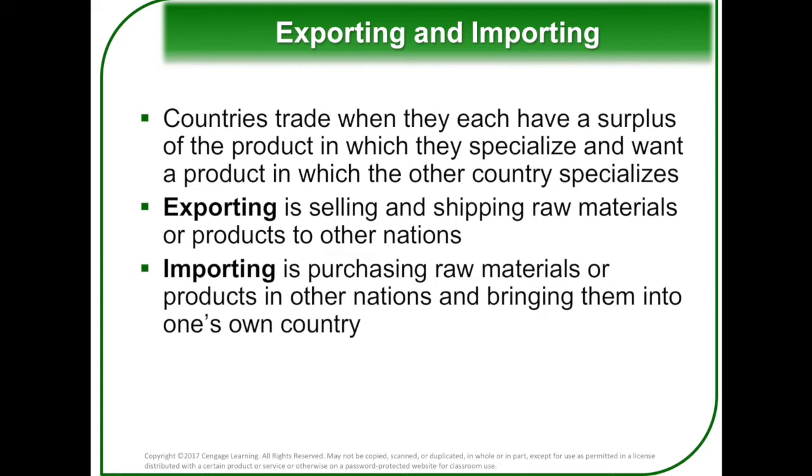Looking at exporting and importing, I think you'll know the definitions of those, but you have a surplus of a certain product, for instance, corn in the United States. That surplus is exported to countries all over the world. Those countries usually do not have the ability to efficiently produce that product. The definition of exporting, again, right out of the book, is selling and shipping raw materials or finished products to other nations. On the opposite side of that is importing the same things.